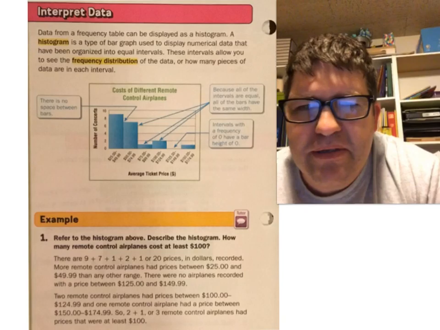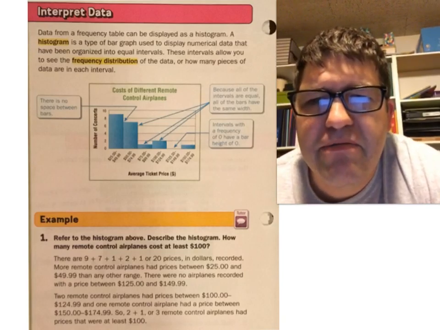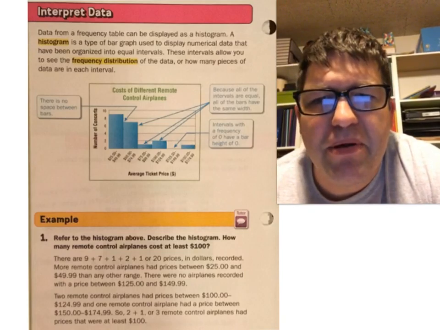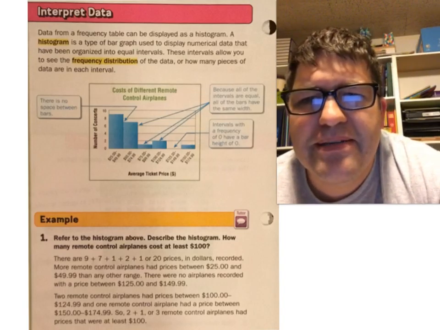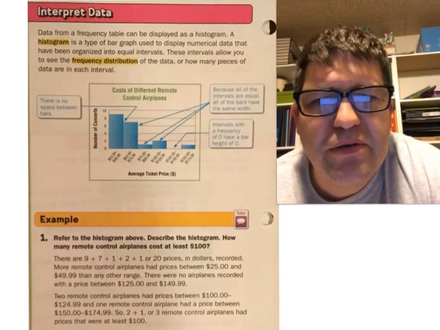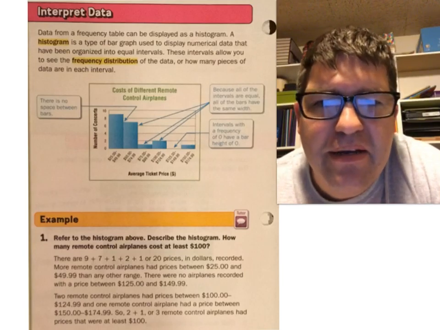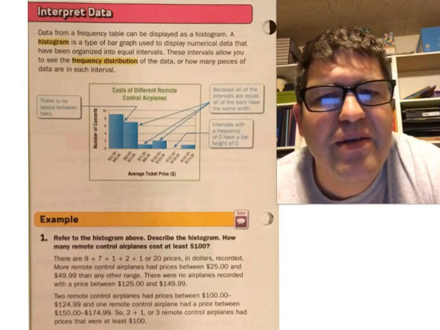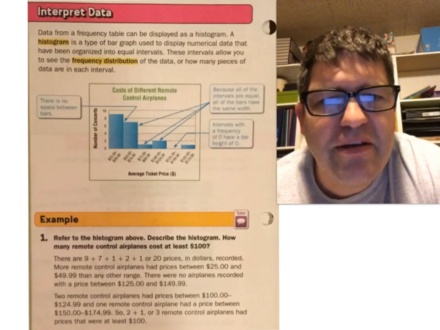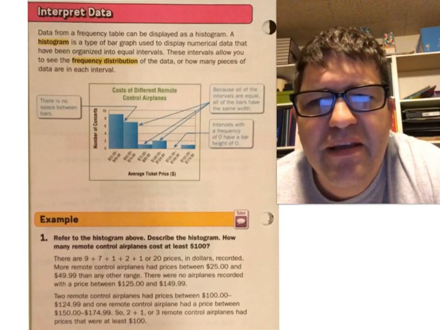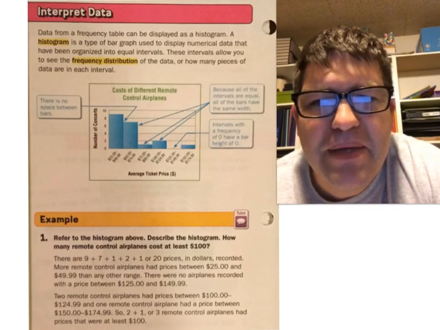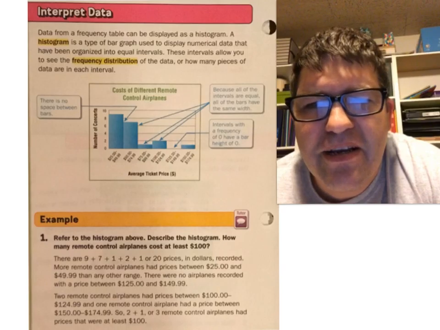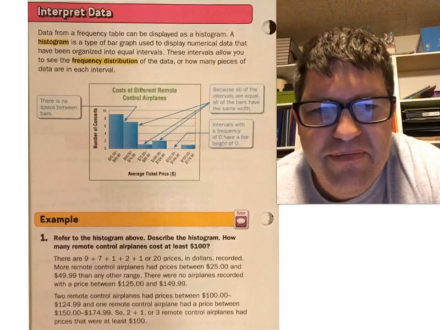So let's read this first statement here. It says data from a frequency table can be displayed as a histogram. A histogram is a type of bar graph used to display numerical data that has been organized into equal intervals. These intervals allow you to see the frequency distribution of the data, or how many pieces of data are in each interval.